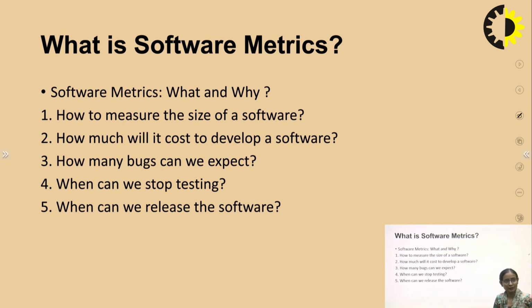How many bugs can we expect? This has also become a very important part of my software metrics, because again I am evaluating my software. So software metrics are the criteria on the basis of which I am evaluating my software. When can we stop testing? When we are going for the testing part, we should have some rules on the basis of which we take the decision that now we are stopping the testing part. When can we release the software? So this is the reason why we need to study software metrics.